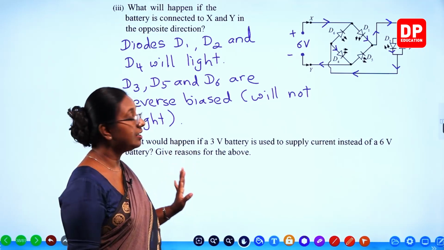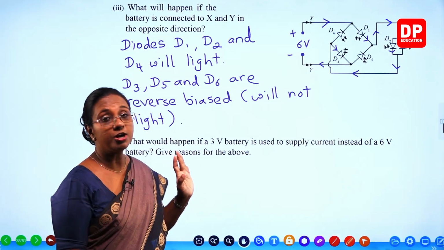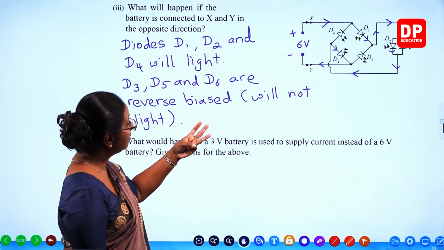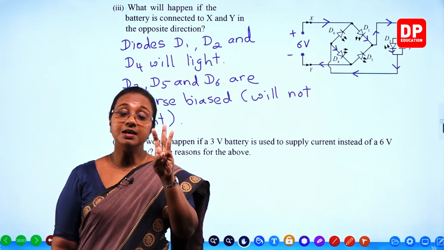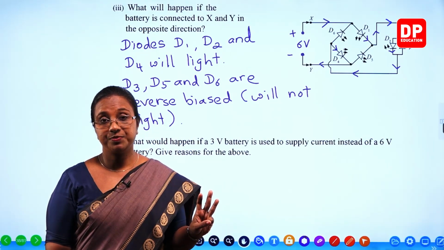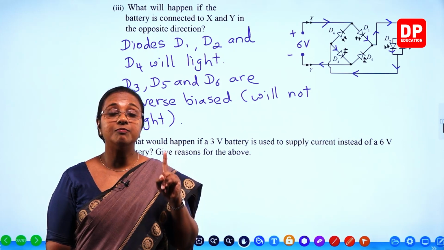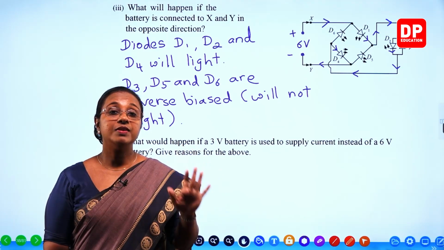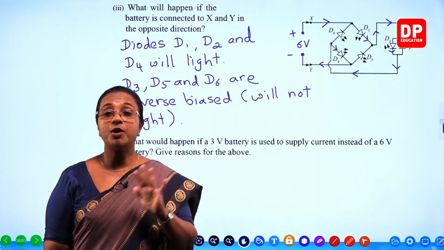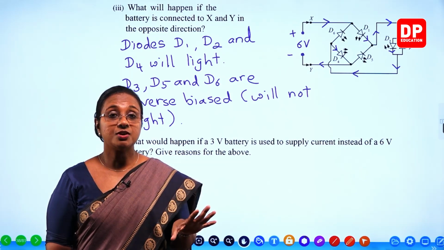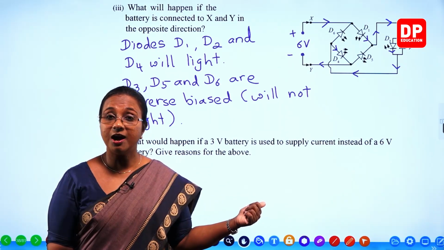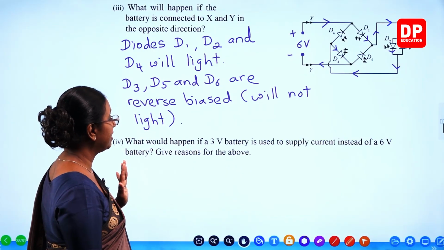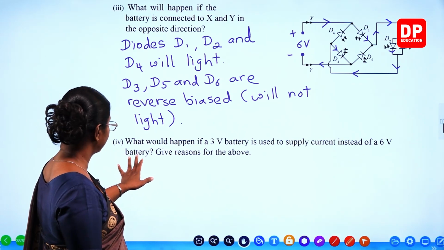Now, if we use a 3-volt battery, the circuit will not work. Why? I have already told you all the reason. Now, in both instances, there are 3 LEDs that need to light up. So, for one LED, the biasing voltage is 1.8 volts. For 3 LEDs, we need 1.8 into 3, 5.4 volts. So, because of that, a 3-volt battery is not enough for the circuit to function.